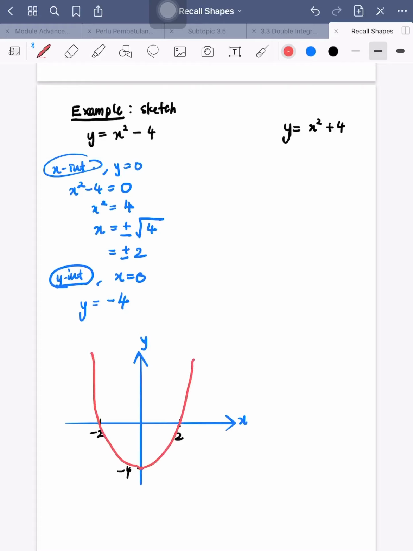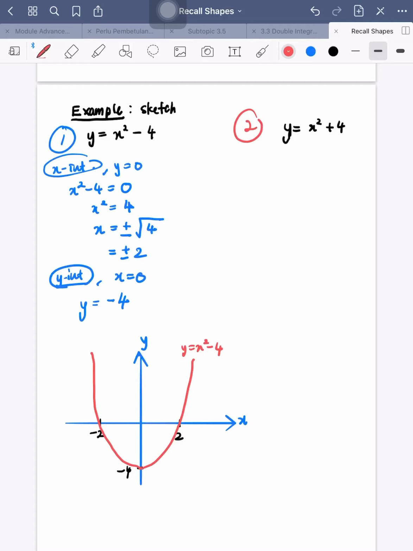So this is your parabola graph. So this is y equal to x squared minus 4. Okay, let's try the second example. This is the first example. The second example, y equal to x squared plus 4. So this one, the same methods.